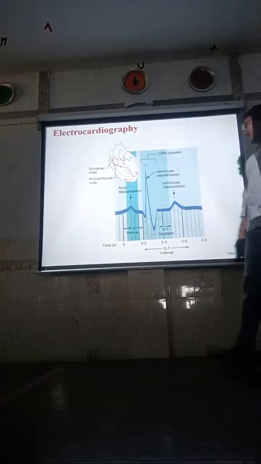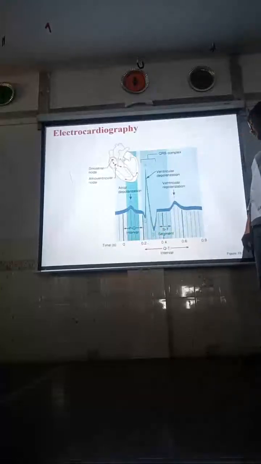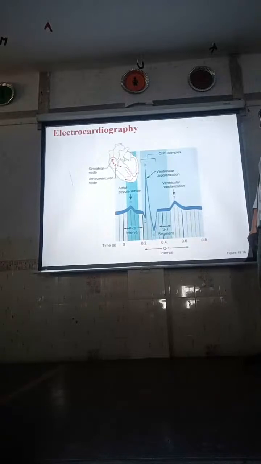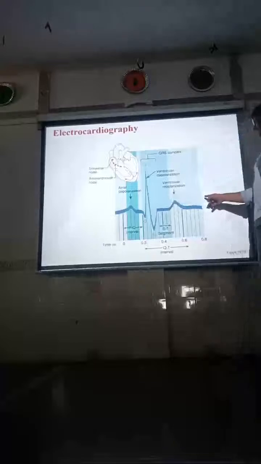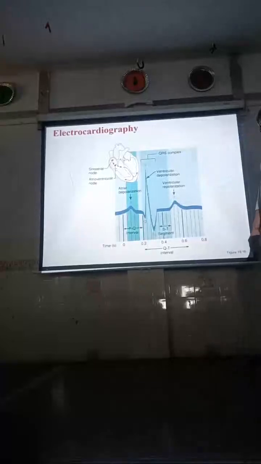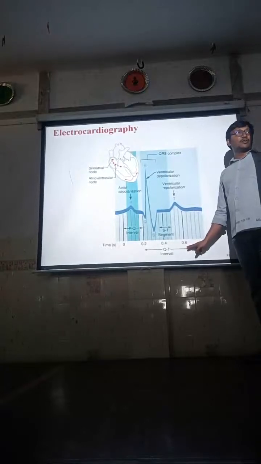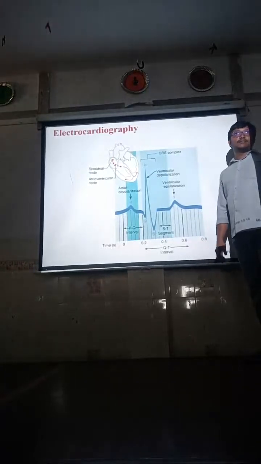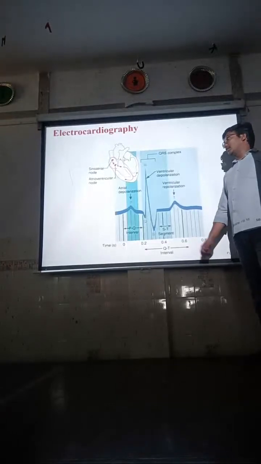So here, the PQ interval is about 0.2 seconds. The time between the P wave and the T wave is about 0.6 seconds. Am I clear? Yes, sir. Next one.